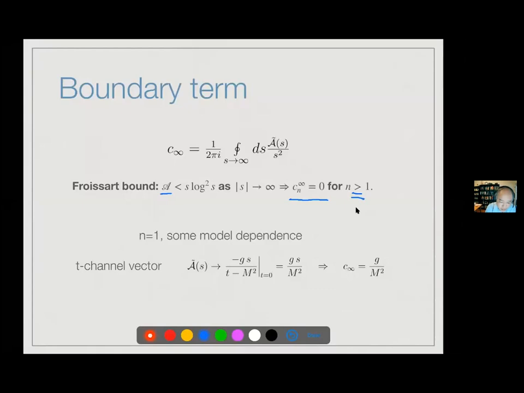Okay, and so for example, a typical example people always mention is the exchange of a T-channel vector. Okay, so the T-channel vector gives you an amplitude like this, at T equals zero, that grows with S. But in this case, if you plug into the formula, you see that the boundary term coming from this is non-vanishing. Okay, so therefore I will say there's some model dependence to the size of the boundary terms.